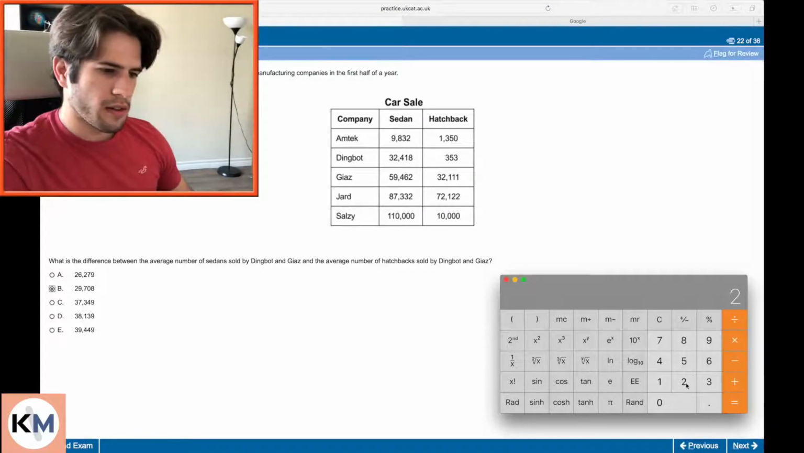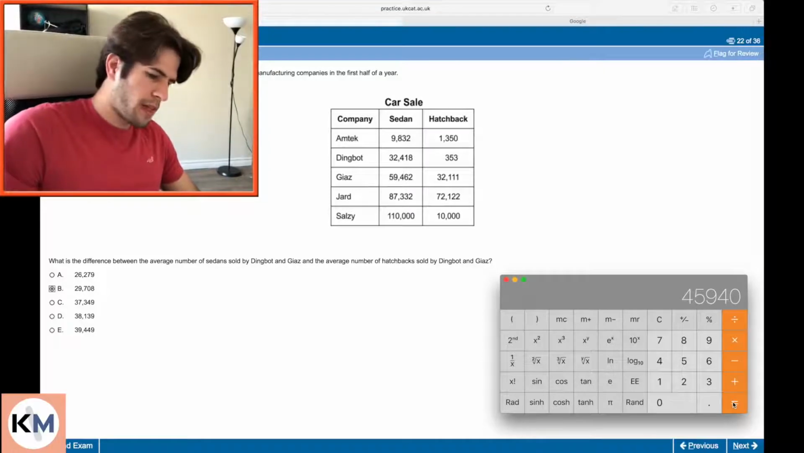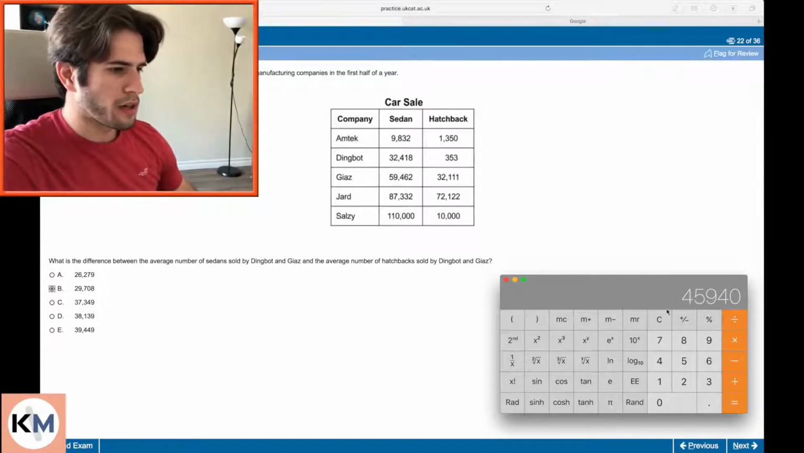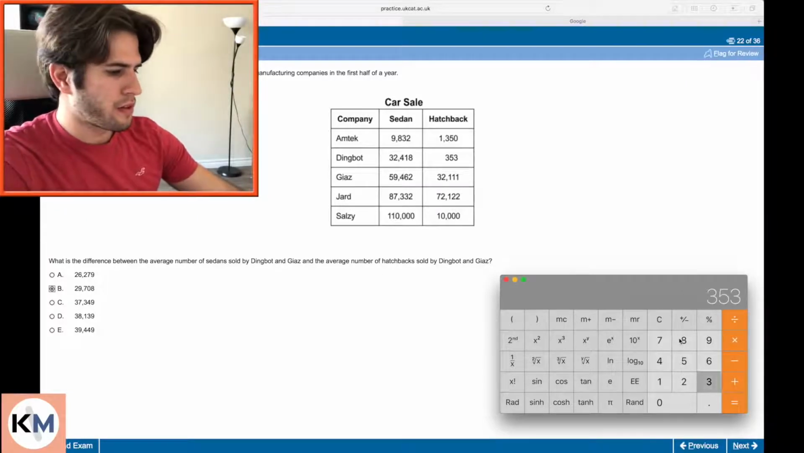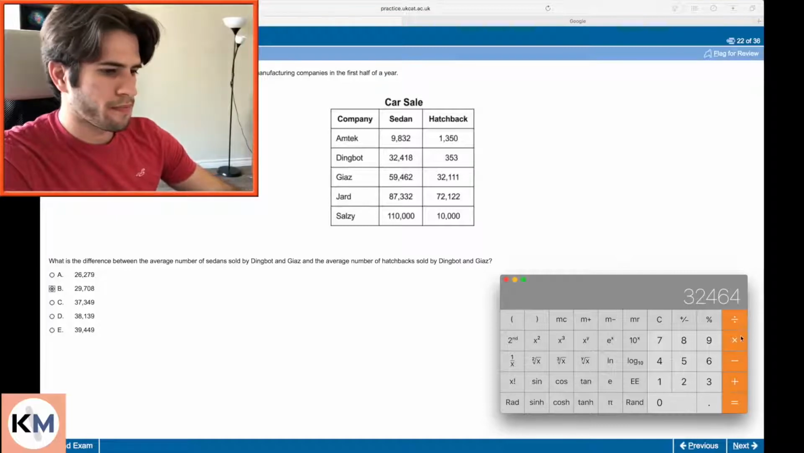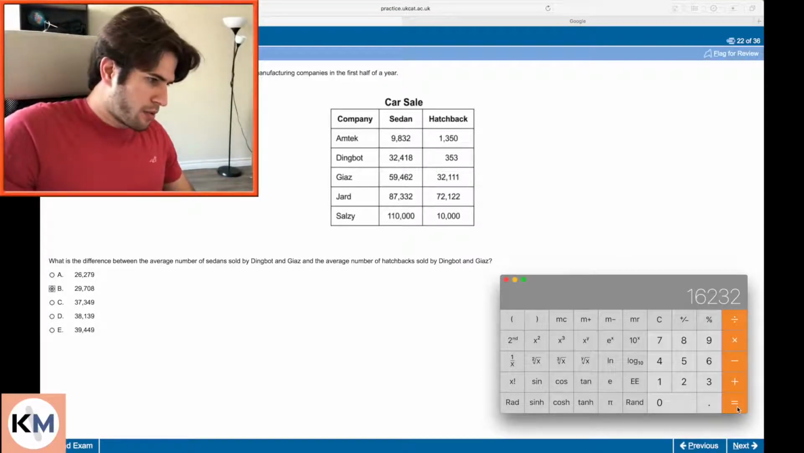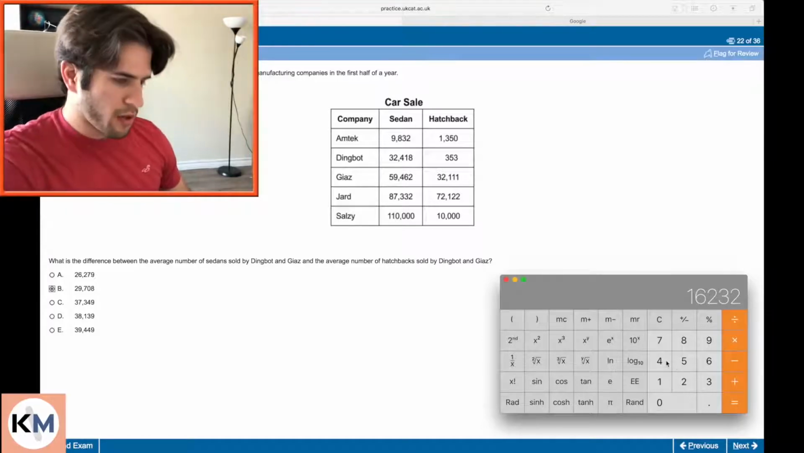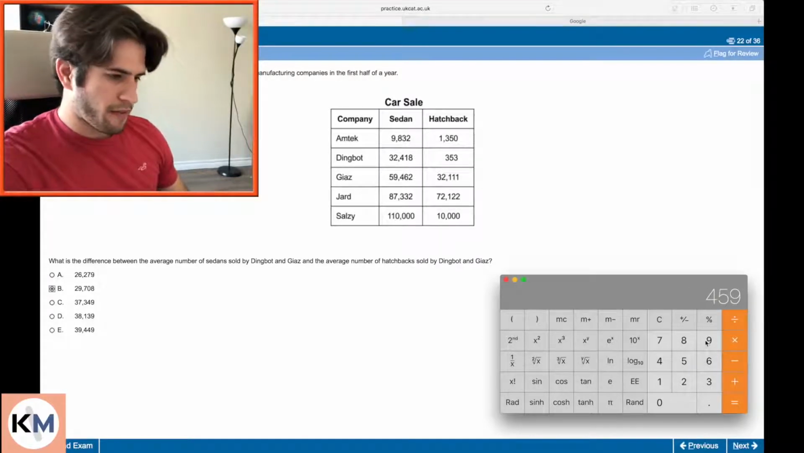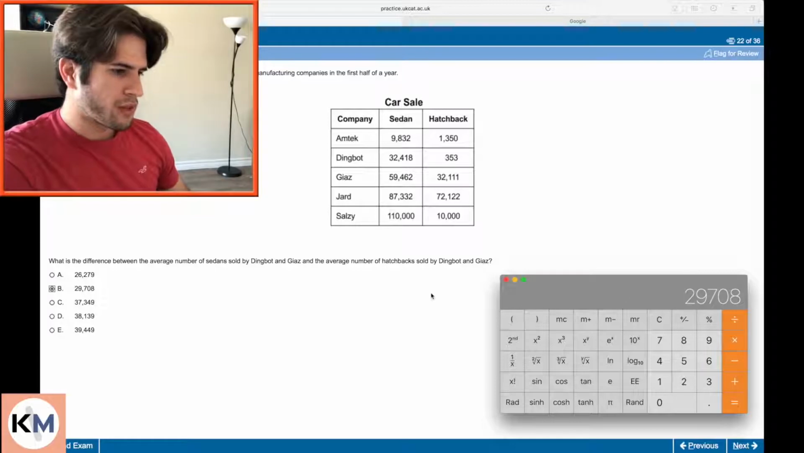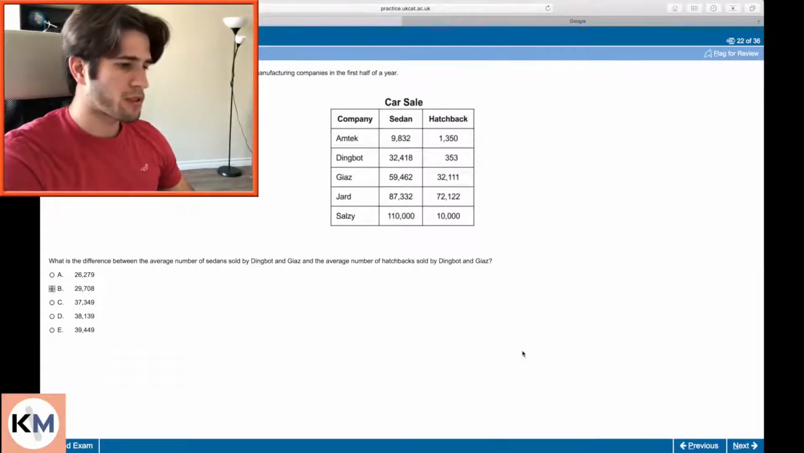Why do I feel like I did that wrong? Let's see. 45940, and the average of hatchbacks sold by the two companies is 353 plus 32111 divided by 2. 16232. So if I take the original number that we found, which was 45940, minus 16232, that's 29708, which is B, which is great. Next question.